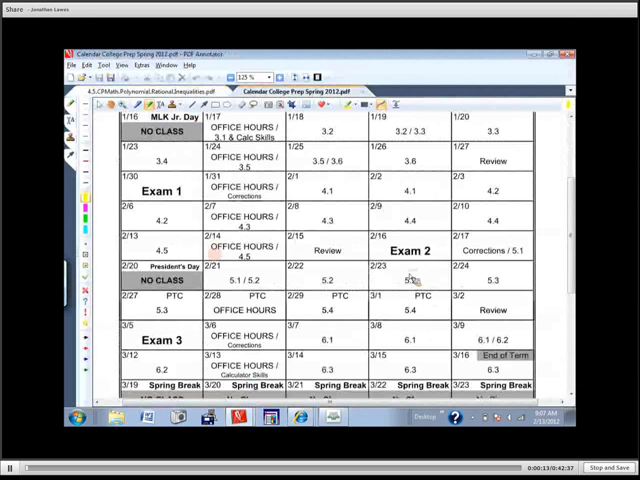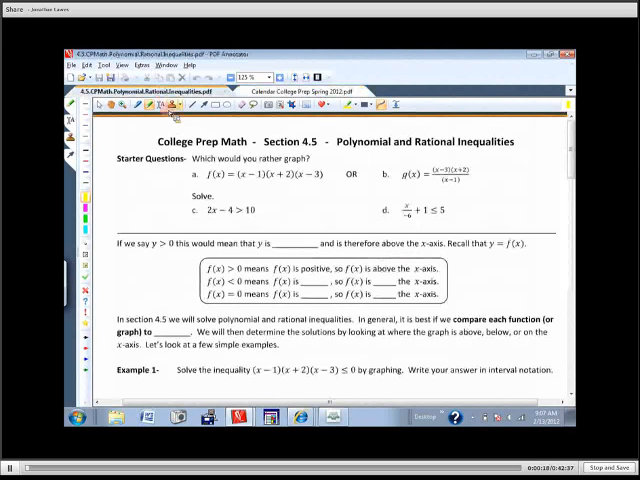Okay, so we went over the calendar here. Everybody knows what is happening later this week. Let's take a look at the starter questions here. Of A or B, which would you rather graph?